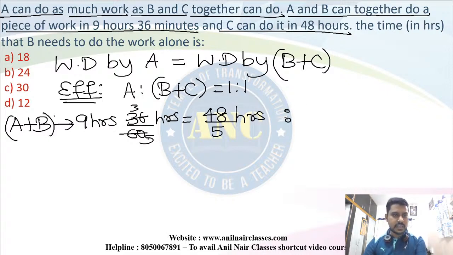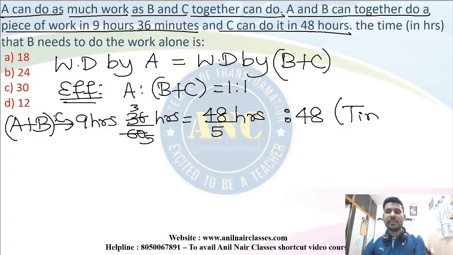Ratio with C, who is taking how many hours? The question says C is taking 48 hours to complete the task. Now, this is the time ratio which is given in the question. Think logically. We know that efficiency is always inversely proportional to time. If I have more efficiency, if my capacity is more, I will take less time to complete the task. If my capacity is less, I will take more time to complete the task. So they are inversely proportional.